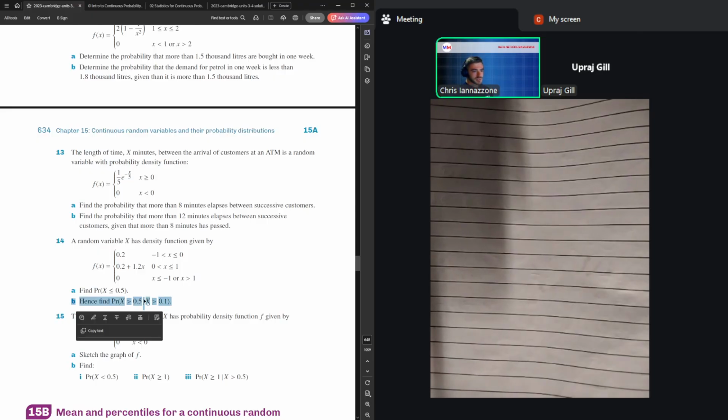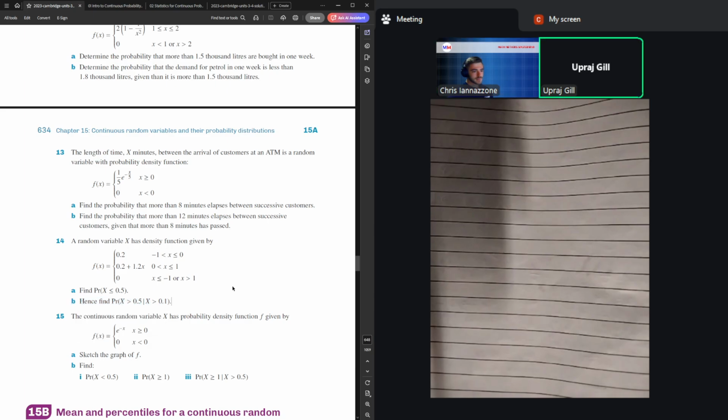There's a conditional here if you want it, but it's still just the same sort of idea if you want to. Yeah, it's alright. No worries. We're going.